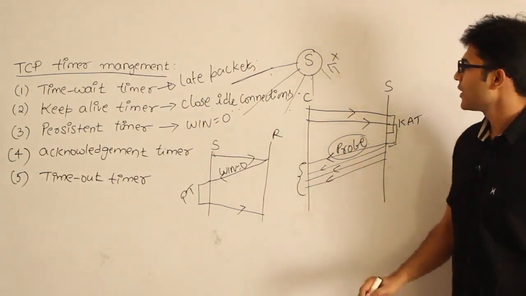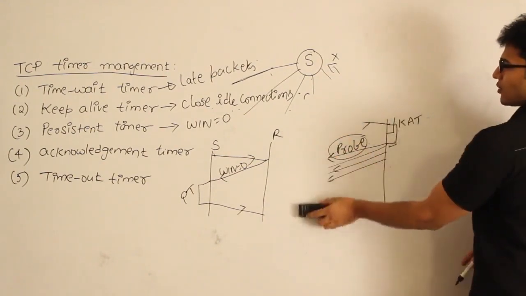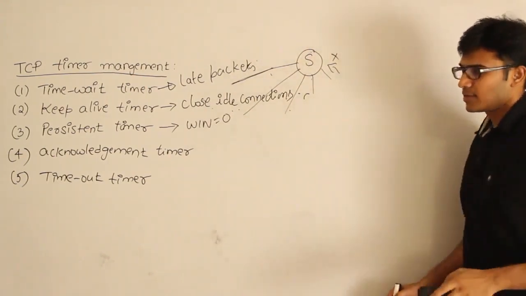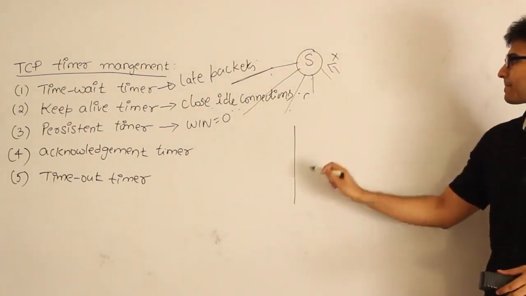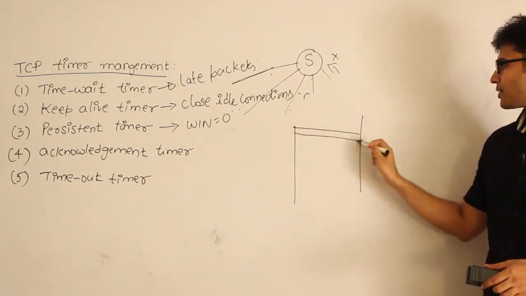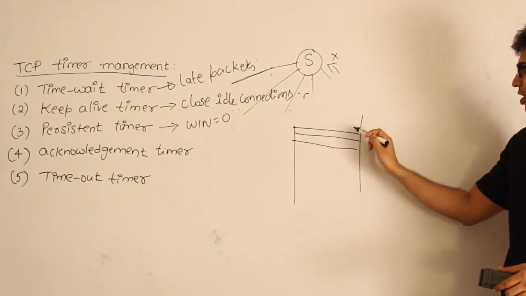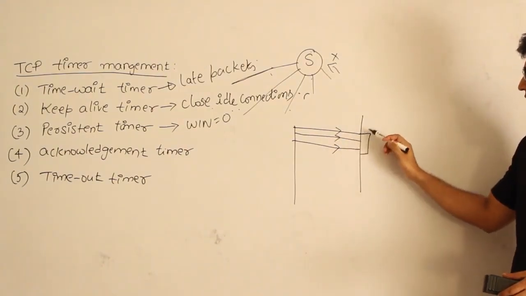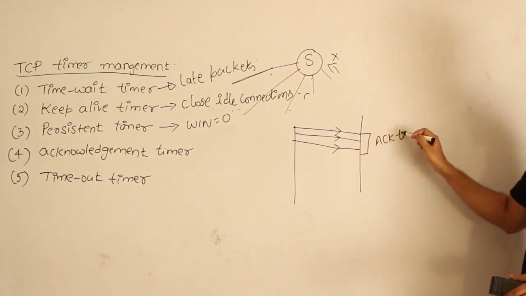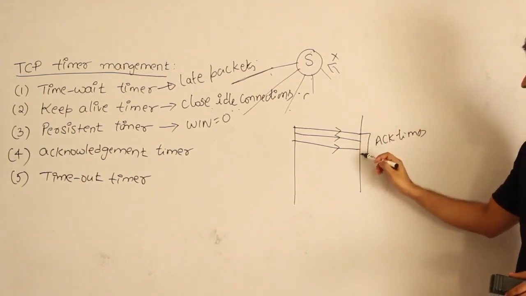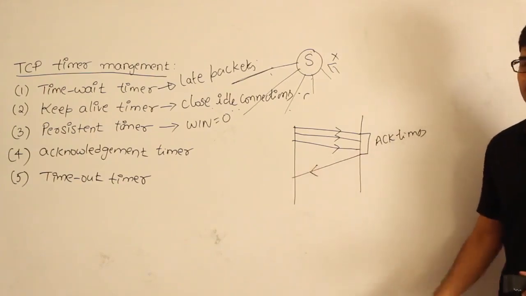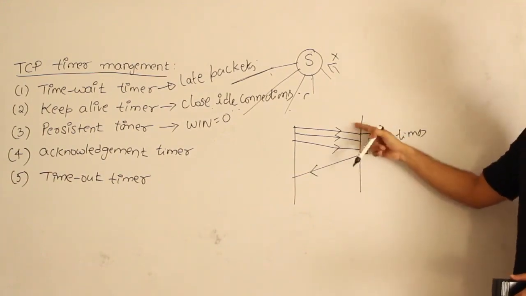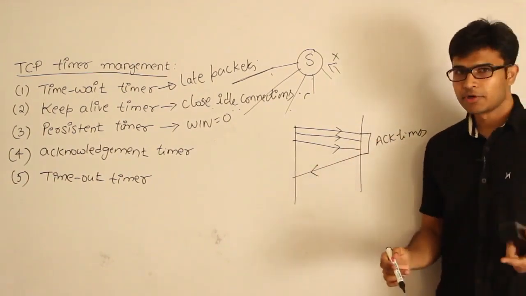And what about the acknowledgement timer? I told you that TCP uses cumulative acknowledgements, which means for many bytes it is going to send just one. So whenever you send many segments, it will maintain a timer, called the acknowledgement timer, and within this timer, however many segments are received, for all these segments you will send out one acknowledgement. So the acknowledgement timer is used so that for many segments you can send one acknowledgement, which is called cumulative acknowledgement.